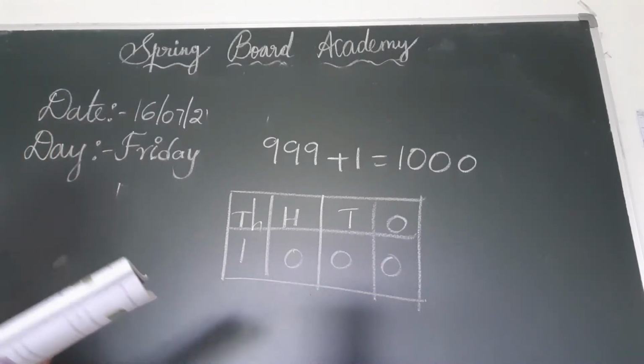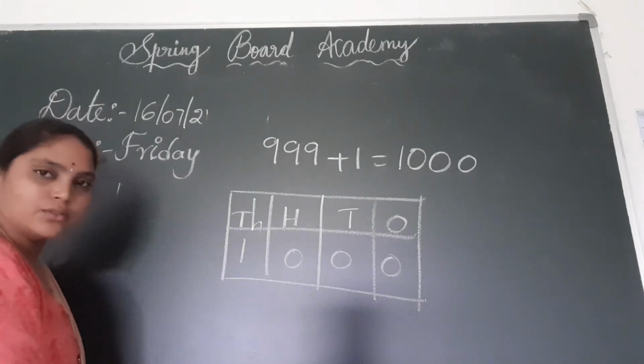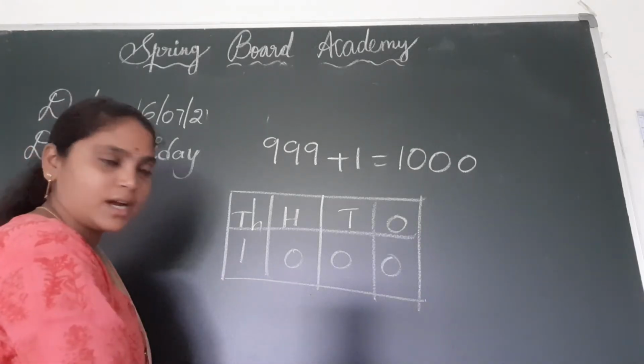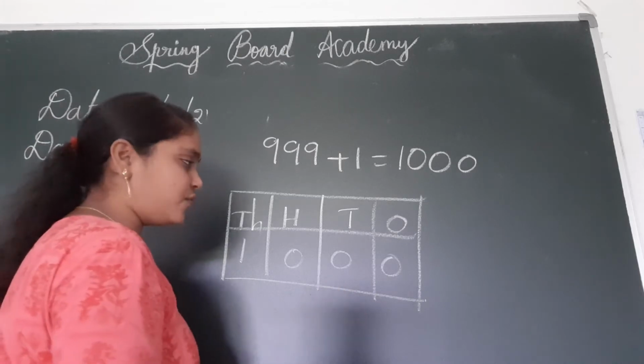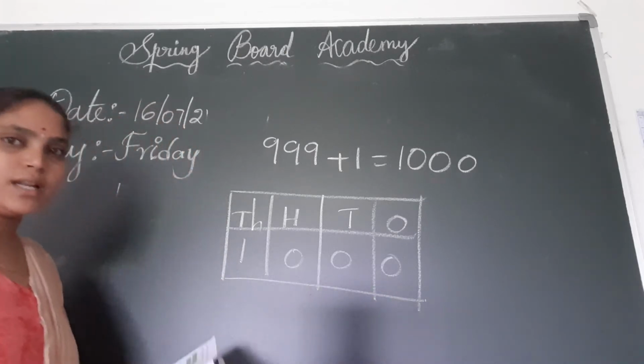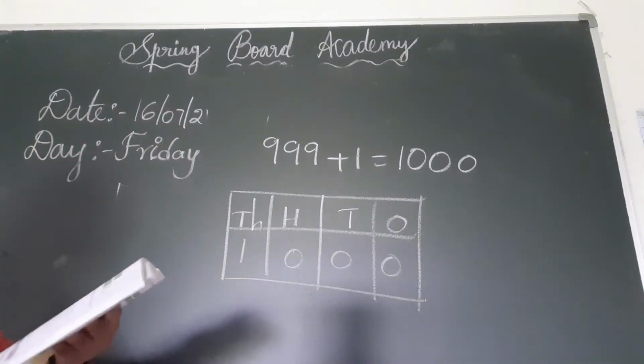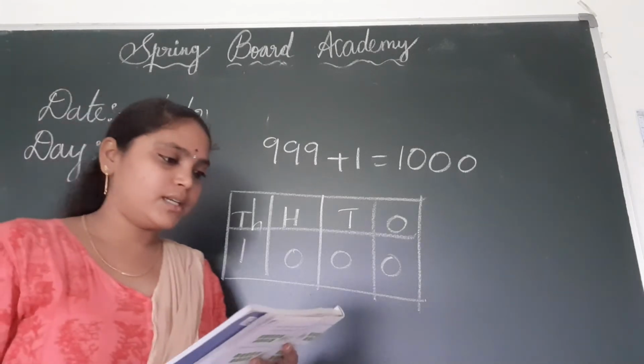The number 1000 is read as 1 group of thousands, 0 groups of hundreds, 0 groups of tens and 0 groups of ones. Okay. So next turn to the next page, children, page number 17.